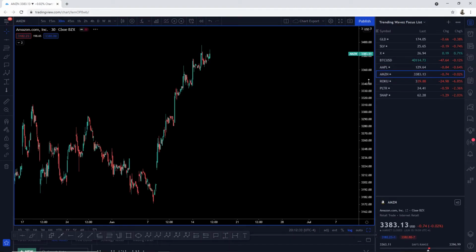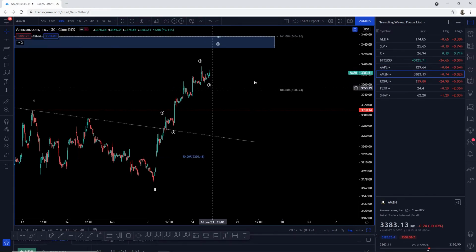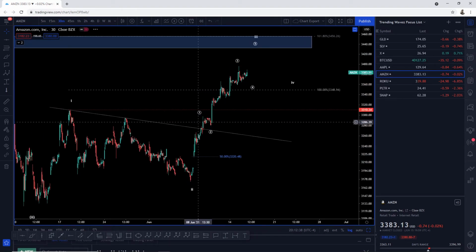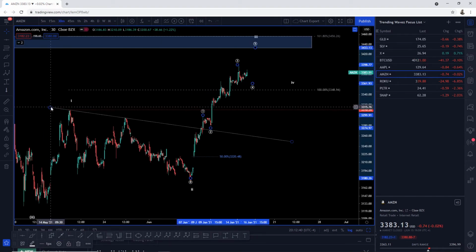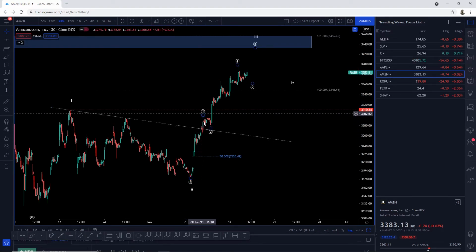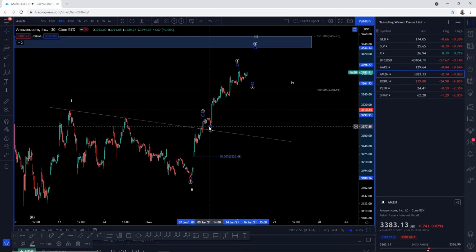So Amazon. Amazon is working quite well within our wave structure. Our previous update suggested that a break above this trend line here, which was back on June the 8th, would suggest further upside. So we went up in 1, then back tested the trend line in the wave 2.